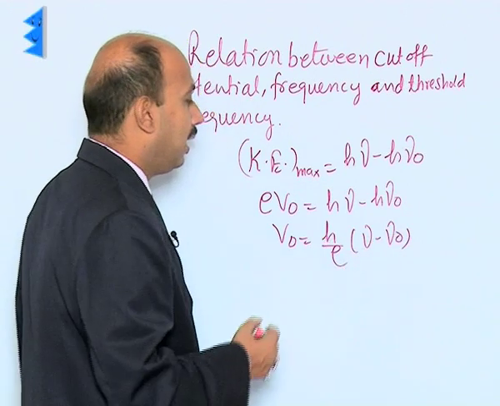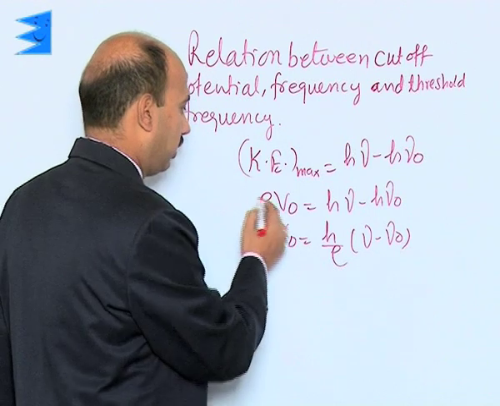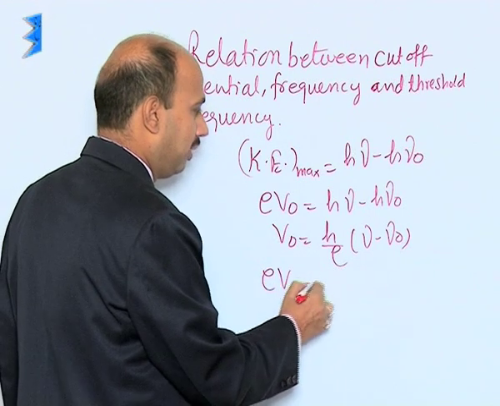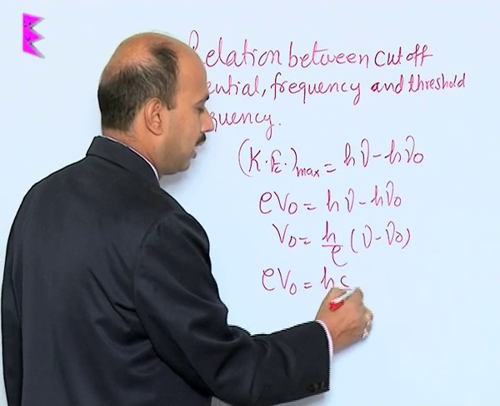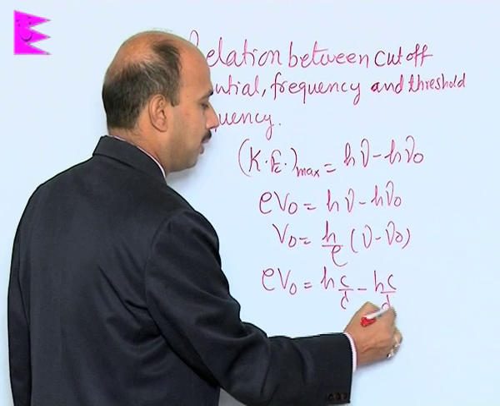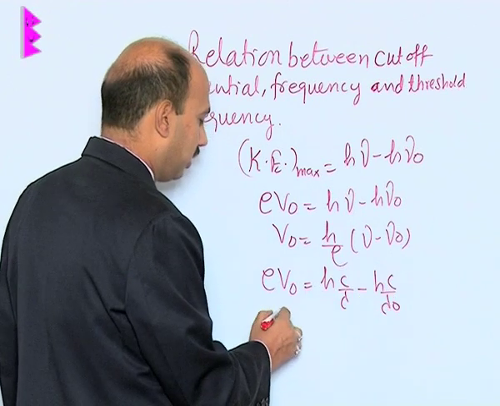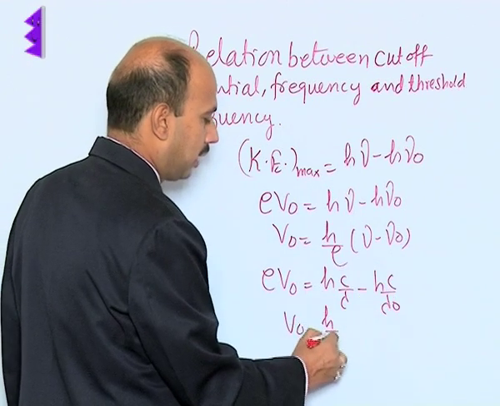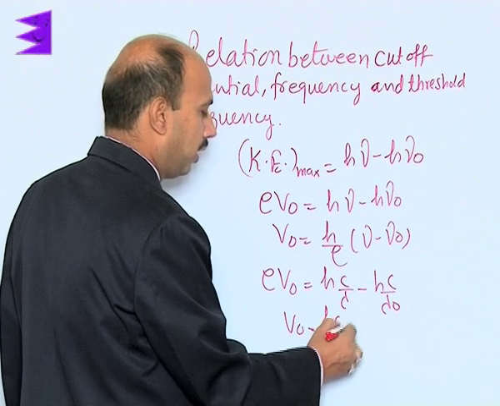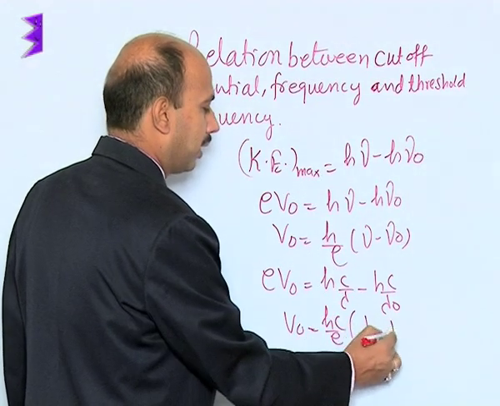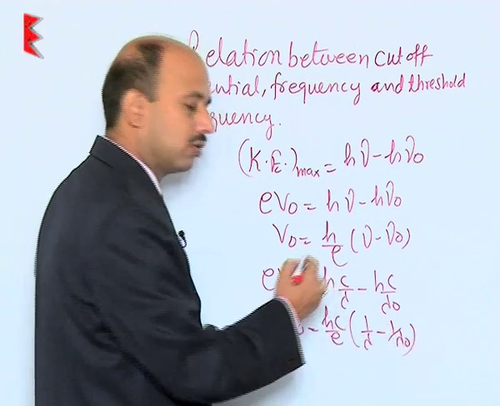Now we can convert the same equation into the wavelength also. So we will be getting e V naught is equal to h c by lambda minus h c by lambda naught. So we can write here V naught is equal to h c by e into 1 upon lambda minus 1 upon lambda naught.